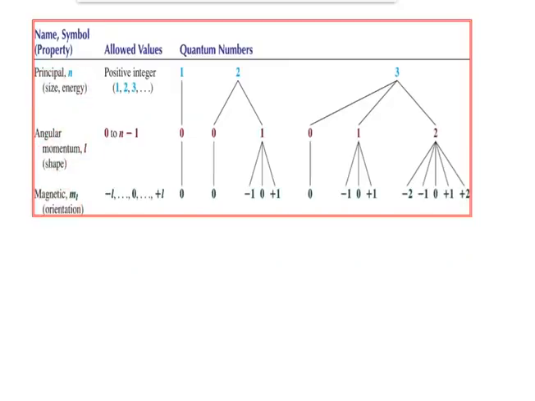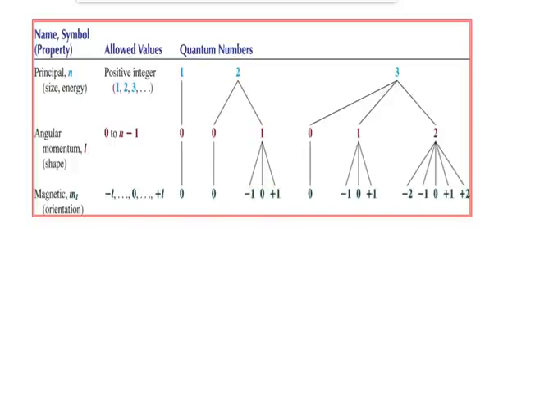For principal quantum number 1, 0 is the value for the angular momentum quantum number and the magnetic quantum number. For principal quantum number 2, the angular momentum quantum number is 0 and 1. The magnetic quantum number is 0 for angular momentum quantum number 0. For angular momentum quantum number 1, there are 3 magnetic quantum numbers, which are -1, 0 and +1.